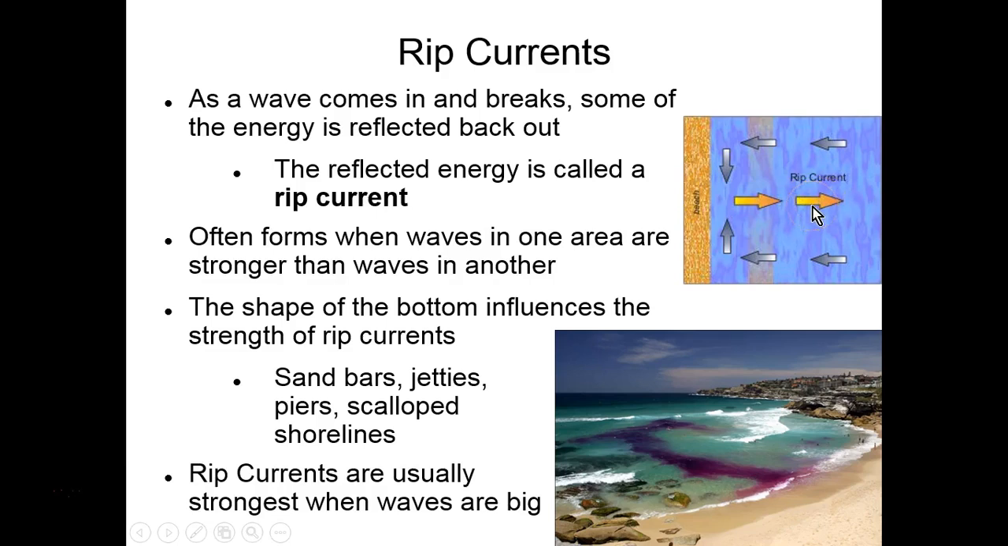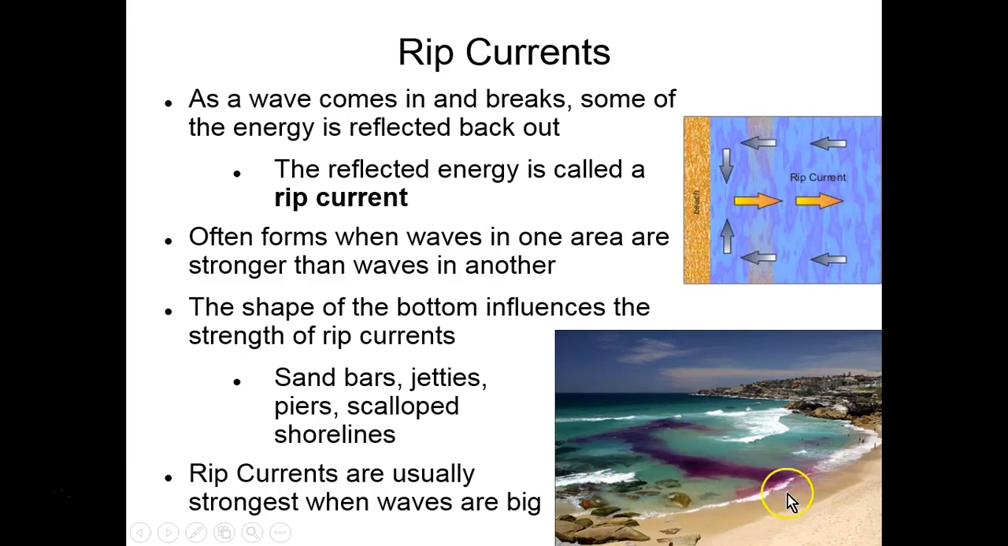Okay, it often forms when waves in one area are stronger than waves in another area. It also often forms in places where you have land jutting out around a coved beach. Okay, so basically the wave will come in all across that beach, but it will end up going back out all in a line.